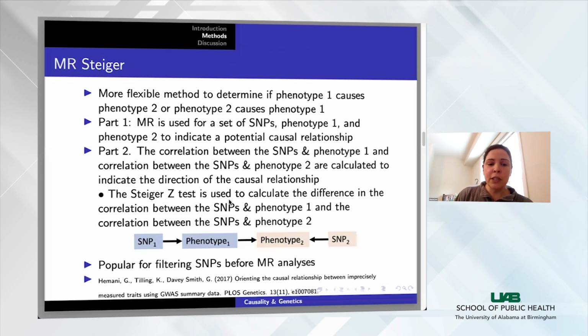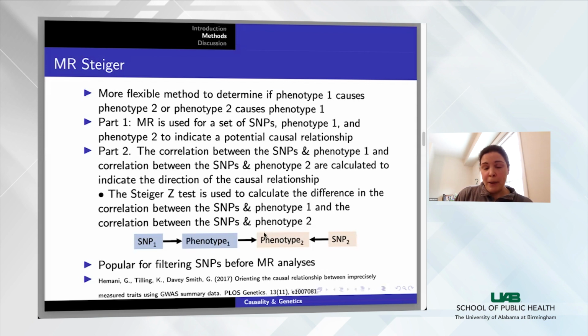Then for part 2, in order to establish the direction of the arrow and the confidence surrounding that direction, they use the Steiger z-test. So what they're doing is they're looking at the correlation between the SNPs and phenotype 1 and the SNPs and phenotype 2, and then looking at the difference of those correlations. Because if SNP set 1 causes phenotype 1 and phenotype 1 causes phenotype 2, then the correlation between SNP set 1 and phenotype 1 should be stronger than the correlation between SNP set 1 and phenotype 2.